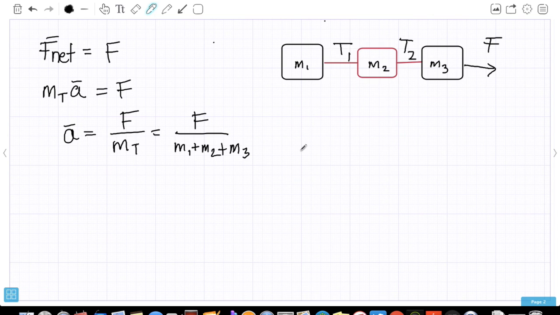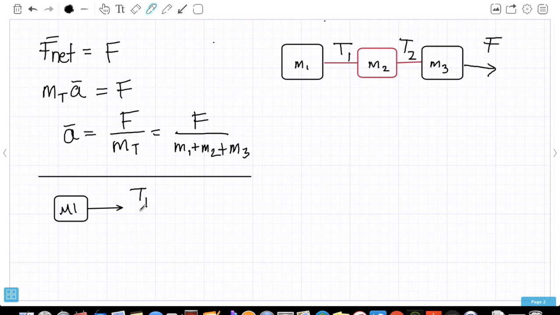The force is going that way. So let's look at what's happening to block M1. M1 has a free body diagram that looks like this. Very simple, and the only force acting on it is T1. T1 communicates to block M1 the force F. So the way M1 feels force F is through this tension.